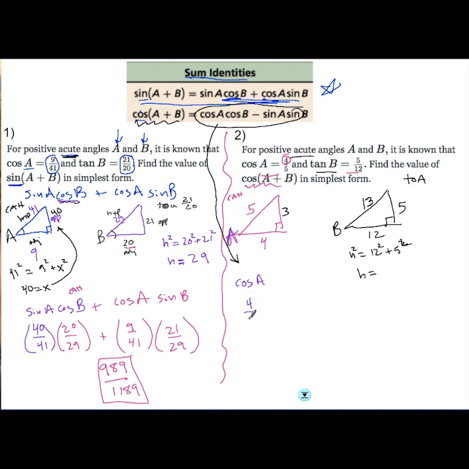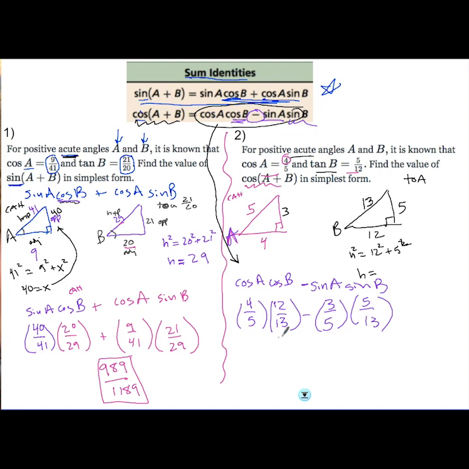So let's write it right below it. Times cosine B. Okay, so let's go to B, cosine, adjacent over hypotenuse. So 12 over 13. Minus, make sure you use the minus sign here, sine A. Let's go back to angle A. Sine of A, SOH, opposite over hypotenuse, 3/5. Lastly, times sine of B. Let's go to angle B, sine opposite over hypotenuse, so 5 over 13.